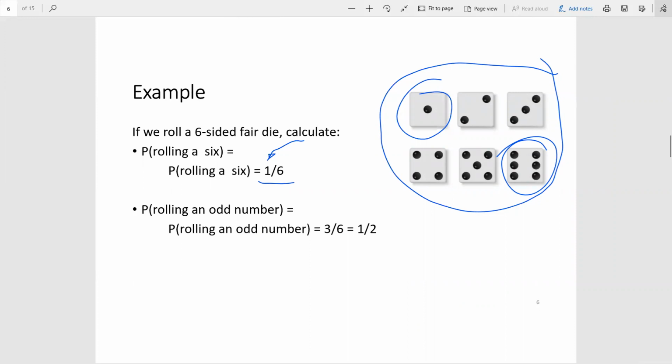Now, the probability of rolling an odd number would be getting a 1, a 3, or a 5. So there are 3 of those out of the 6 total possibilities. So the probability of rolling an odd number is 3 out of 6 equals 1/2.